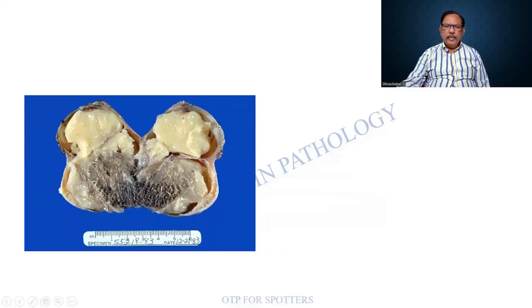This is a gross picture obviously, and I'm finding not a normal tissue but a tumor, and it is having multiple cystic spaces. Look at this one, and then this is another one. It is filled with pasty sebaceous material. This black area is probably tufts of hair which are there. They are stuck because of the sebaceous material.